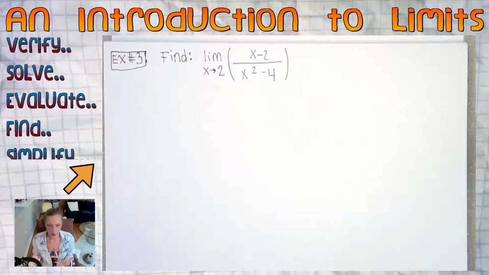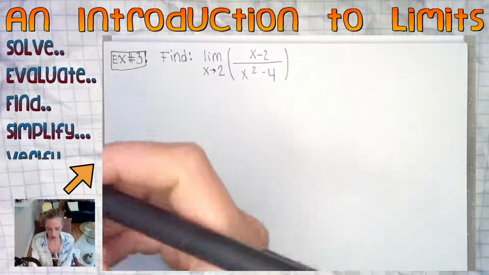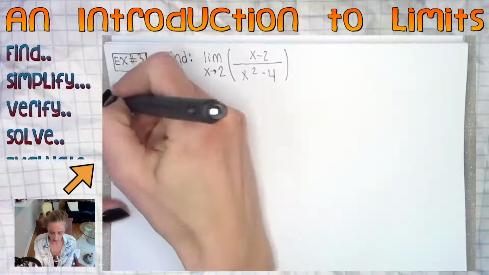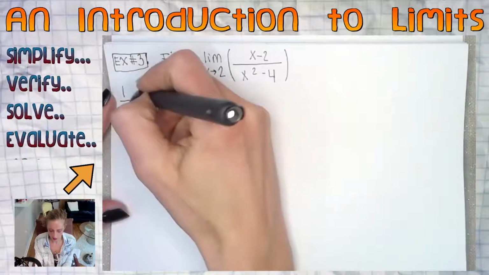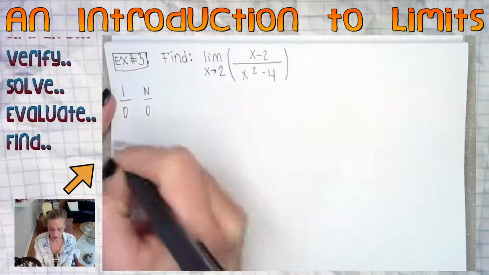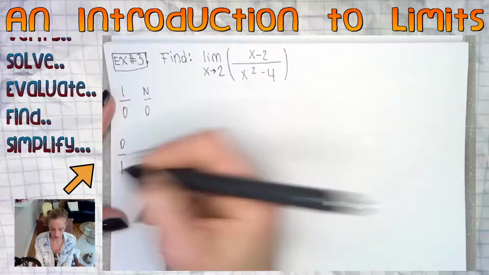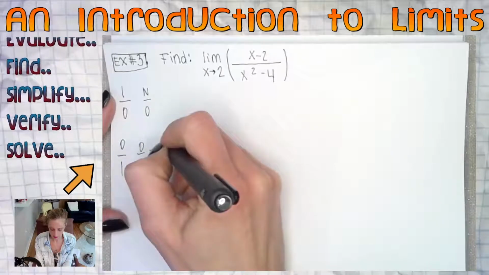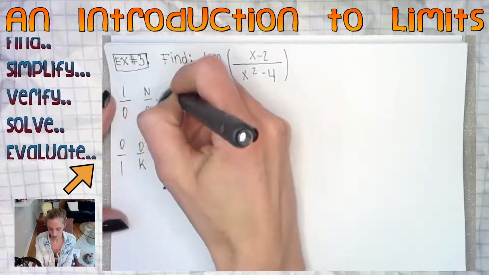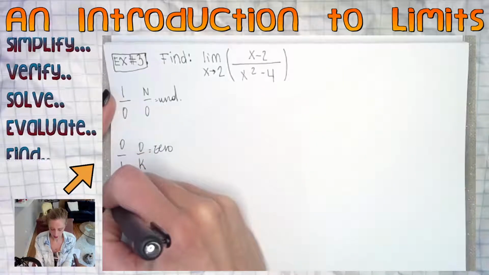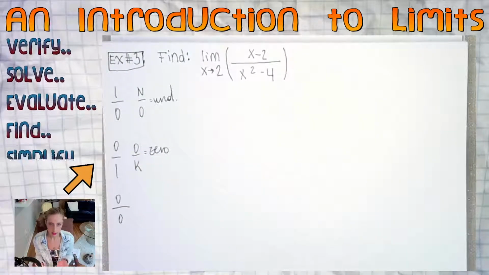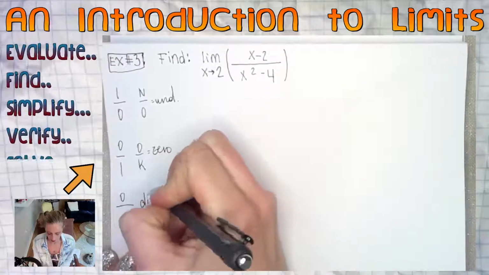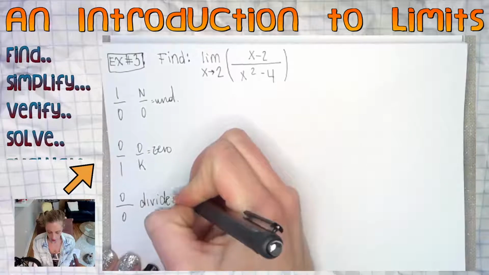If you write it down on your paper, I did make a little visual trick for you guys. So again, if you have a number over 0, that is undefined. If you have 0 over a number, that is 0. And if you have 0 over 0, look at that cute little cartoony division sign, and that just means we're going to divide and reduce.